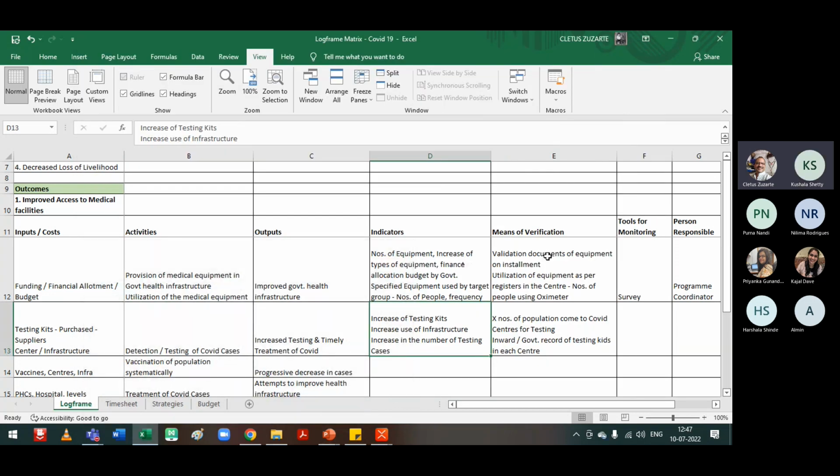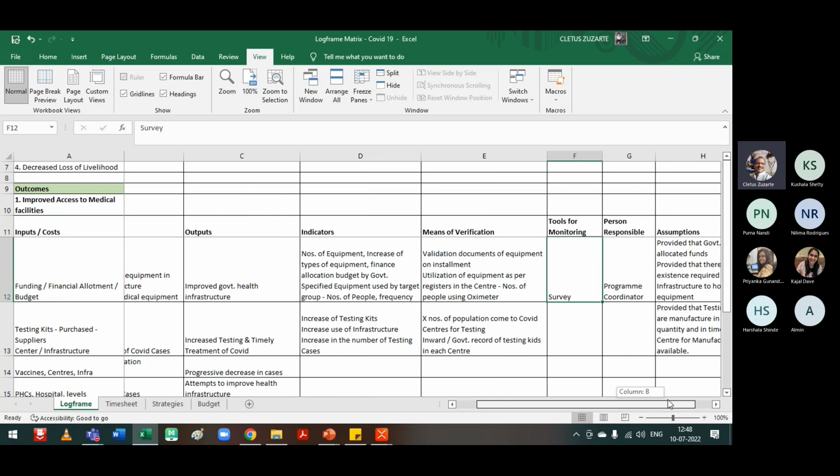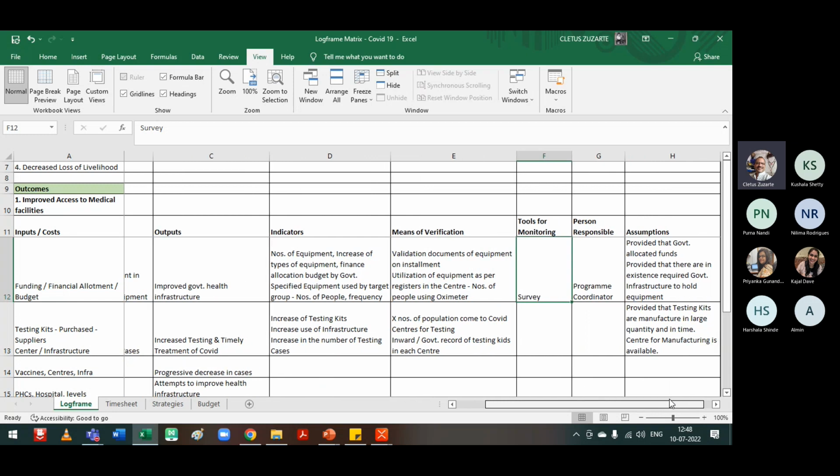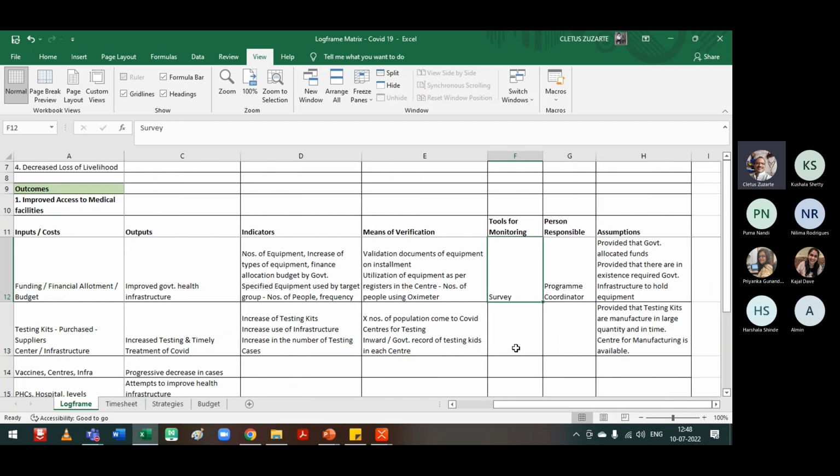So now when you're looking at this, you're looking at the tool in terms of the survey tool, which is able to capture that data. Okay, so that tool is able to capture the data, and the person responsible is the program coordinator. So now when you're looking at working this out clearly, you have created this. Okay. And similarly, you will do it for the other things. Now, suppose it is testing of kits, the testing kits.